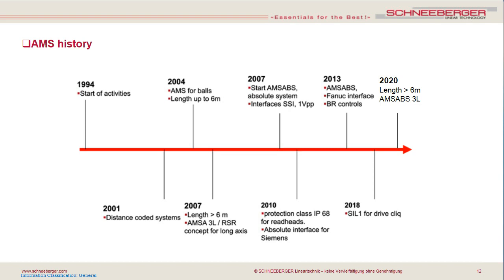In 2010, we developed the protection class IP68 for reader heads and the absolute interface for Siemens. In 2013, we developed the interface for FANUC and B&R controls. In 2018, the development for Seal 1 for drive click was done. In 2020, the AMS absolute for long measuring distance was developed.